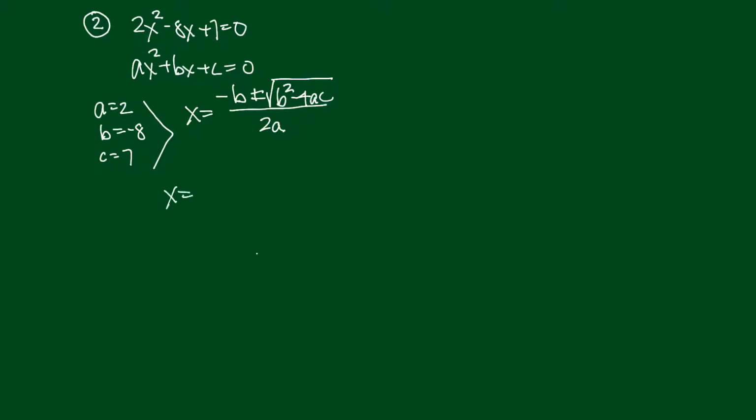We're going to get x equals -b, right up here, -b. b is -8, so we're going to get -8 plus or minus the square root of b squared. b is -8, so we're going to get -8 squared minus 4 times a, which is 2, times c, which is 7, all of that over 2a, and a is 2. Now it's just a lot of arithmetic.